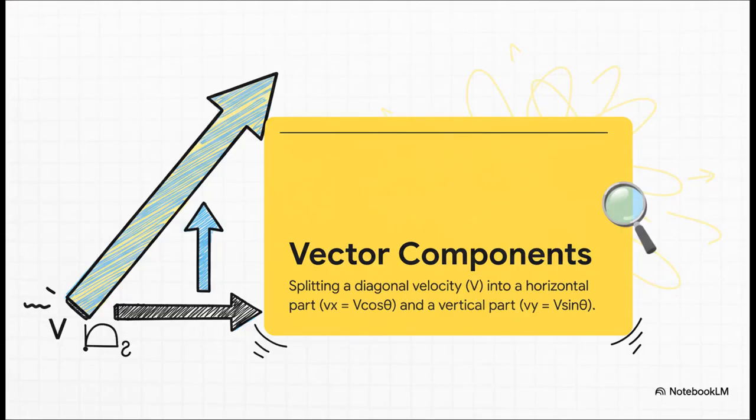So how do we actually do this? Well, it's just a little bit of basic trigonometry. The horizontal part, Vx, you get that with cosine. And the vertical part, Vy, you get that with sine. But hey, don't get bogged down in the formulas right now. The big idea is that from this moment on, we can basically forget about the original diagonal throw and just focus on these two much simpler parts.